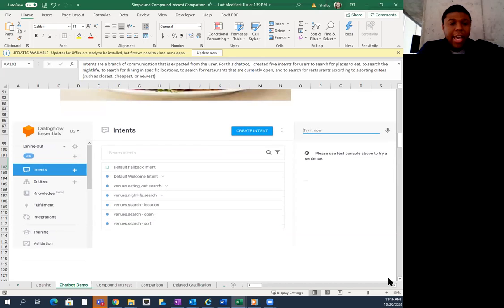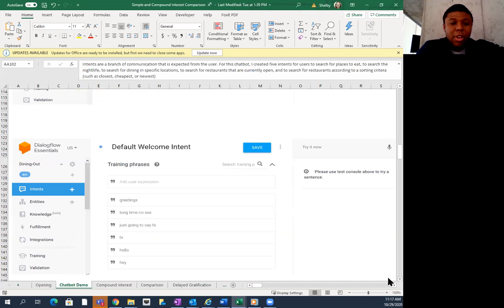Intents are a branch of communication that is expected from the user. For this chatbot, I created 5 intents for users to search for places to eat, to search the nightlife, to search for dining in specific locations, to search for restaurants that are currently open, and to search for restaurants according to a certain criteria, such as being closest, cheapest, or newest. Dialogflow chatbots are also created with 2 default intents, a greeting and one to handle anything else.